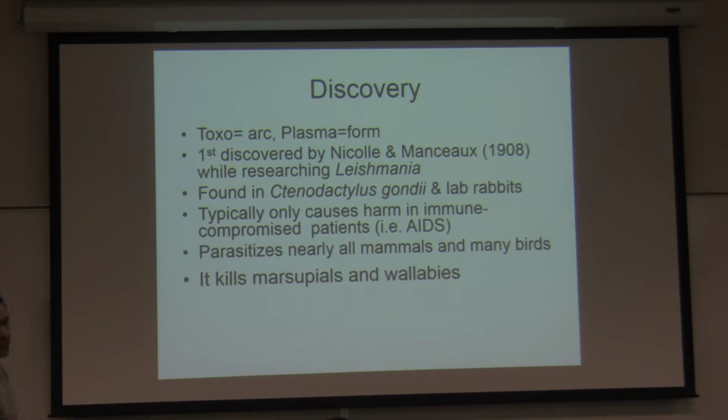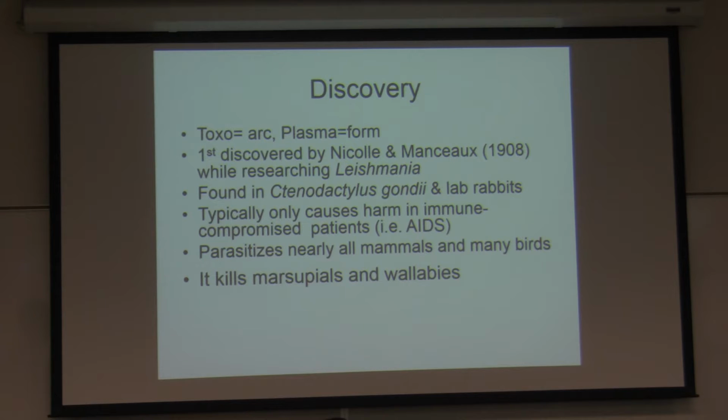While they were researching Leishmania, looking for Leishmania and trying to find out what it is, they stumbled on Toxoplasma gondii. So they found it in these organisms. Ctenodactylus gondii, a lab rabbit, typically only causes harm in immunocompromised patients, in AIDS patients. We already discussed a few of them here: Isospora, Eimeria. It can be devastating to AIDS patients. And it parasitizes nearly all mammals and many birds.